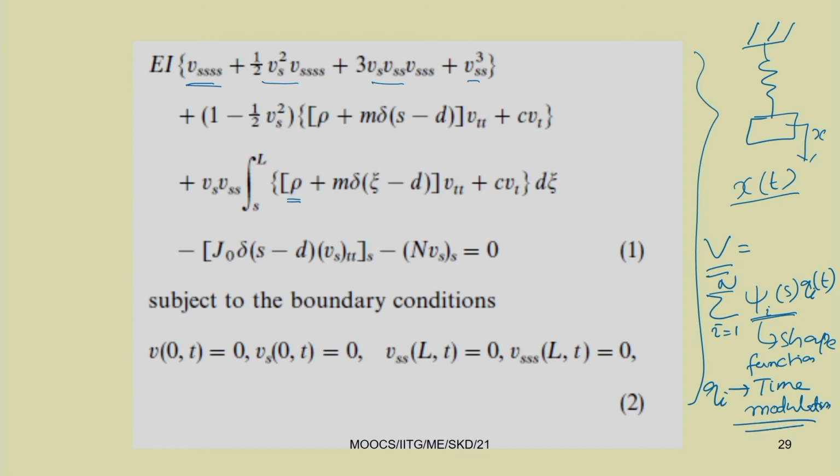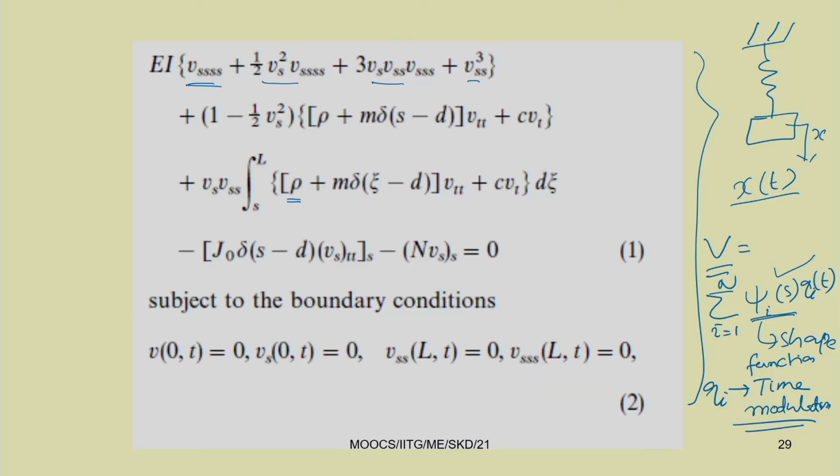Now, to apply this generalized Galerkin method, in this governing equation which is written in space and time, we can substitute this psi i s and q i t, where psi i s is the mode shape or it can be any admissible function. As you know, an admissible function only satisfies the geometric boundary conditions, it does not satisfy all the boundary conditions, and it also does not satisfy the governing equation. So, in that case by substituting this we will have some residue.